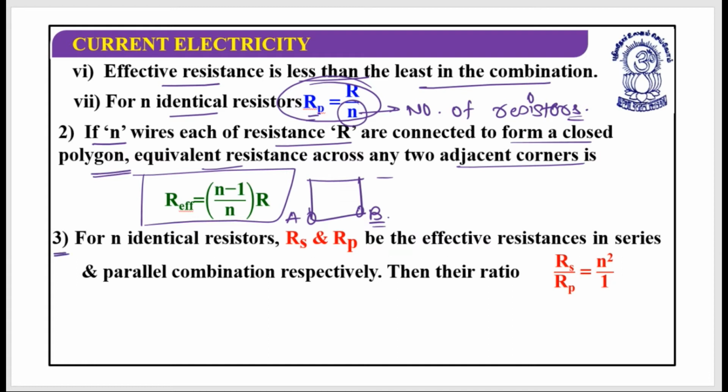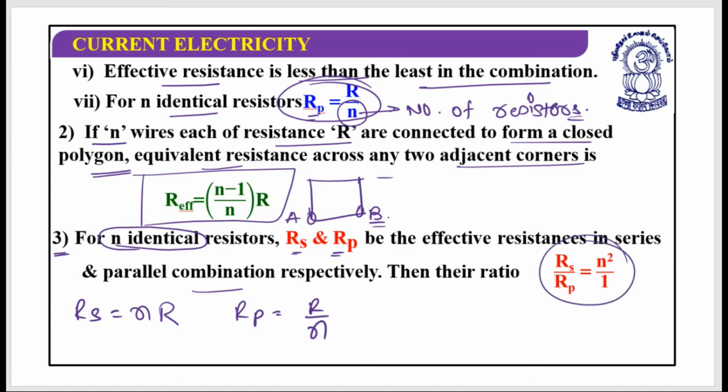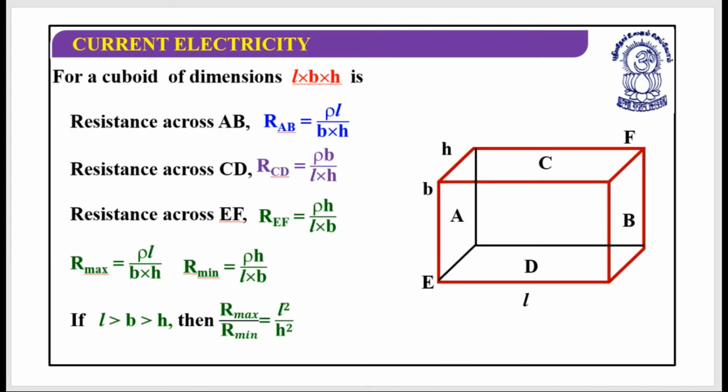Great. Next, for N identical resistors, let's say RS and RP are the effective resistance in series and parallel combination, then the ratio of them. I know that when all resistances are identical, RS is equal to N into R. RP is equal to R divided by N. If I take a ratio of this, it is RS by RP, this is N square is to 1. Is it clear? Now let's look at the special case last.